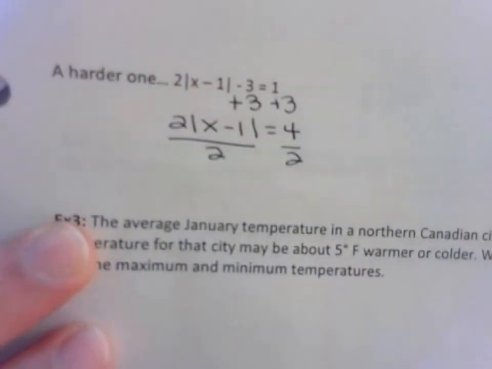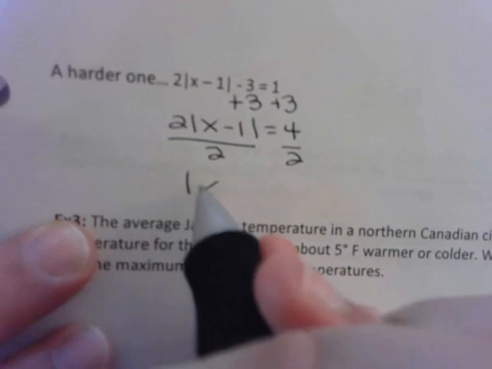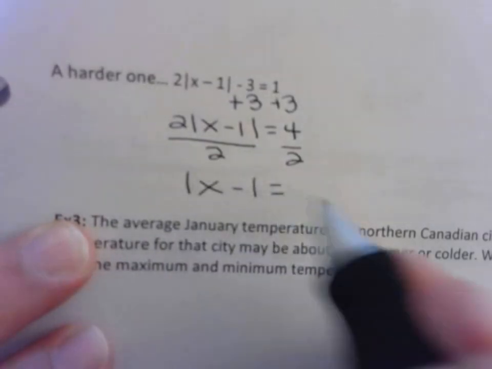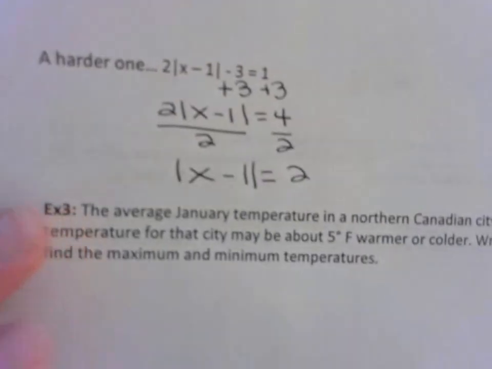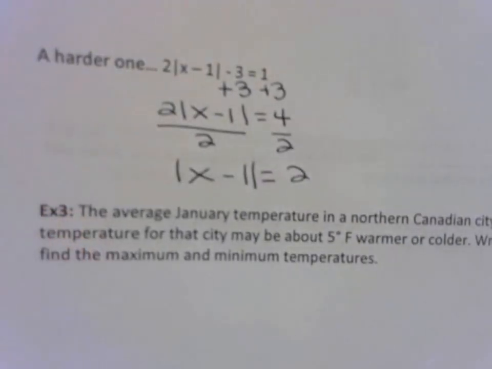It's the same idea that we use with solving normal equations. Do not lose the absolute value. I still have the absolute value of x minus 1 equal to 2. Don't forget your absolute value sign. You don't lose the absolute value. The only way you lose the absolute value is when you split it into your two equations. Up to that point, you have to keep it there.